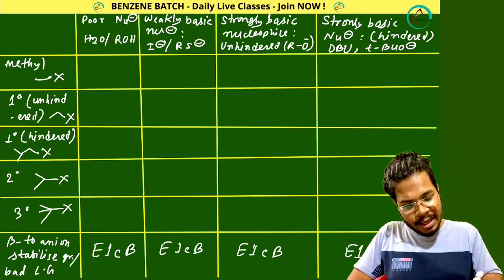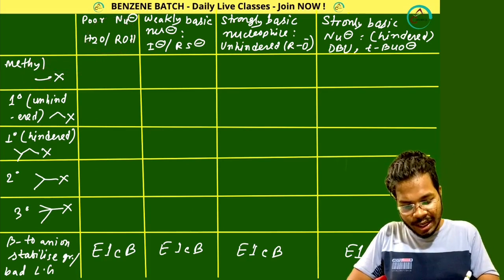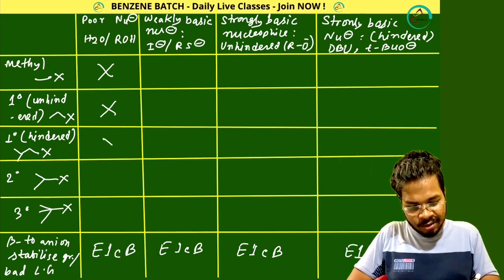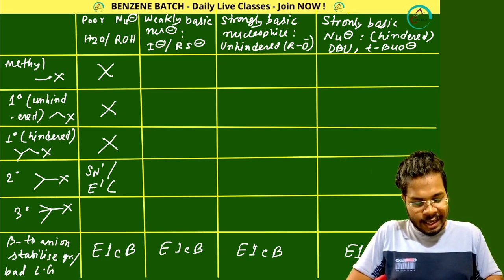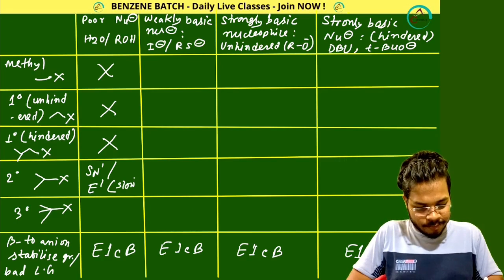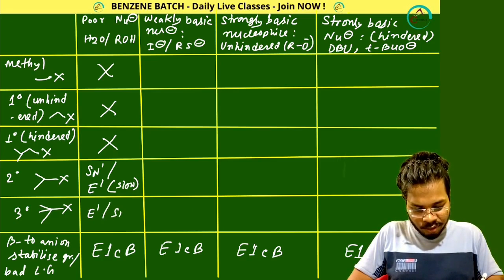Perfect. So if my nucleophile is poor and the substrate is methyl, there is no reaction. Here also there is no reaction. Here also there is no reaction. Here you can have SN1 or E1, but SN1 will give me better reaction than E1 because E1 is slow over here. If you have 3 degree system, you can have E1 or SN1 both.